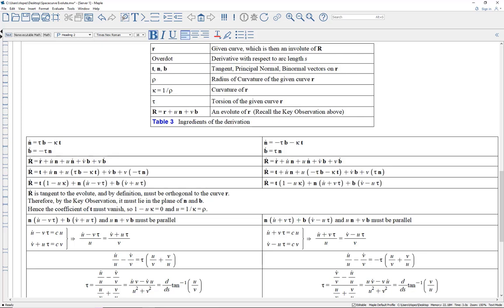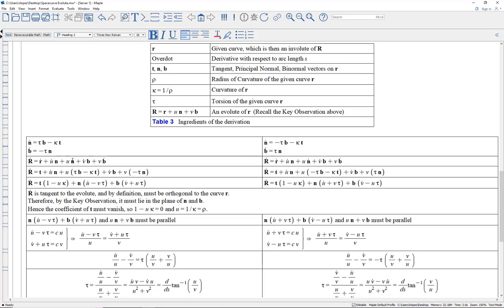We need tangents to the evolute. And remember what the evolute looks like. It's R plus some vector in the normal plane. So we differentiate with respect to arc length. You're going to get R dot. This is a product, U dot N, U N dot. This is a product, V dot B, V B dot. It will be the same no matter what convention you're using over here.